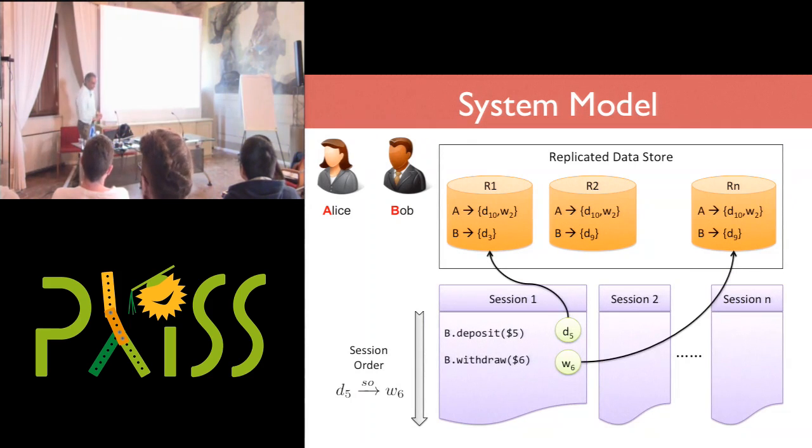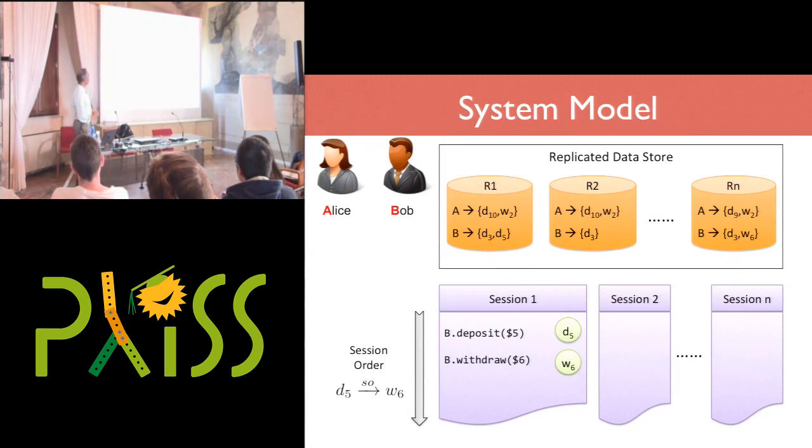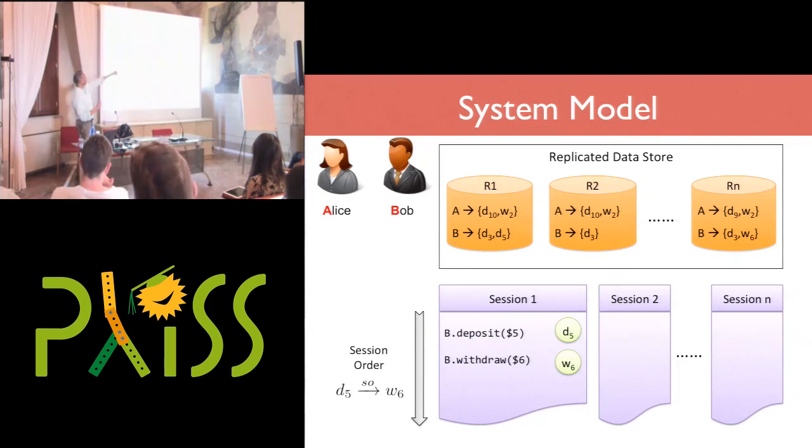Just as we saw on the previous page, the deposit of 5 can go to replica 1, and the withdrawal of 6 can go to replica R sub n. Once they reach those replicas, we're not going to do anything, we're just going to record them. Replica 1 says for Bob that he issued a deposit of 5. Replica n says Bob also withdrew 6. Now observe that replica n doesn't know about the deposit of 5, and replica 1 doesn't know about the withdrawal of 6 at this point.